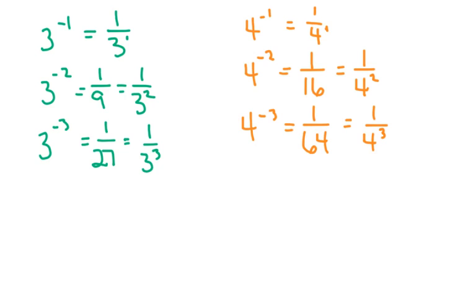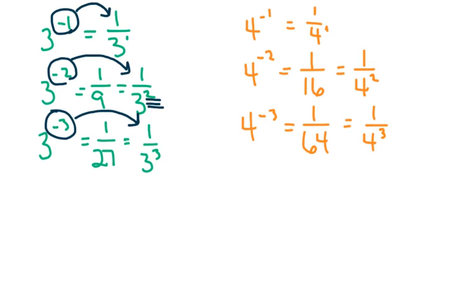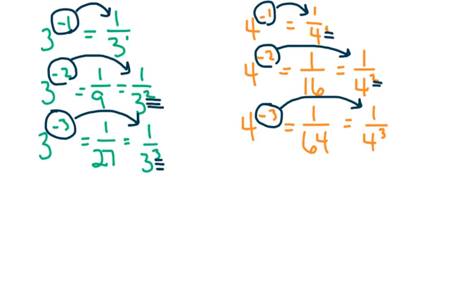So what happens if we have negative exponents? It becomes a fraction with 1 as the numerator. Negative exponents turn into fractions, and the denominator has a positive exponent. That happens all throughout. Here, we turn it into a fraction with a positive exponent in the denominator. Here, we turn it into a fraction with a positive exponent in the denominator.